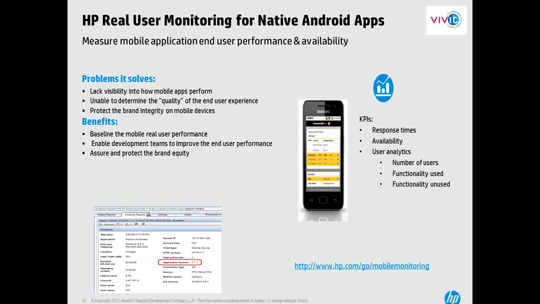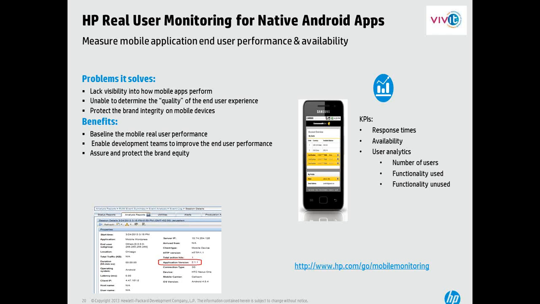The real user monitoring for mobiles is currently available for Android, and we will be soon launching a version for iOS as well as the Windows platform. The problem it solves is basically bringing visibility into the performance of the mobile applications which run natively on the device. It is able to baseline the performance of the real user who is actually using the application and give feedback to the development team about end user performance.